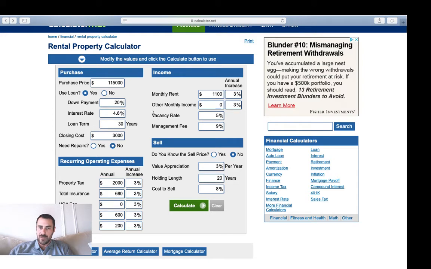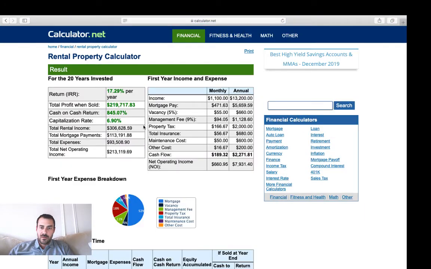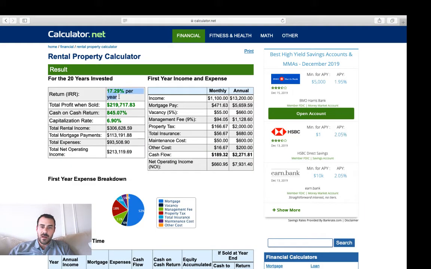So let's double check that we have everything correct here, and let's go ahead and calculate this. So as you can see, it's a pretty good return, 17.29%, and my cash flow is $189 per month. So what you want to achieve in terms of cash flow, as a rule of thumb, is you want to achieve $100 true cash flow per door. So if you have a fourplex, you want to get about $400 true cash flow.